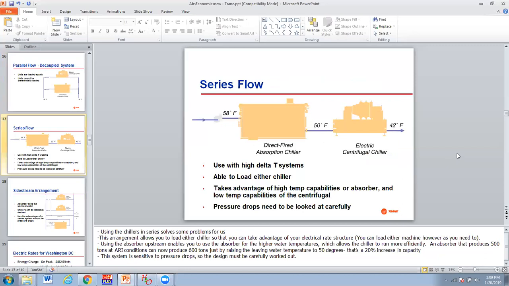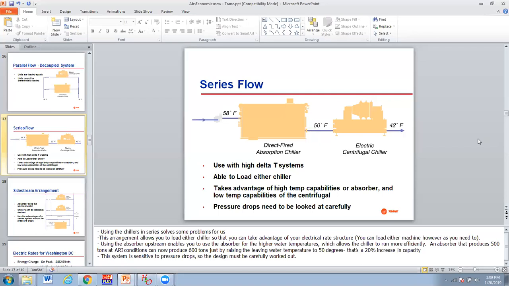Okay, so let's take a look at the series flow, which means that over here we've got return water temperature from our cooling loop coming back at 58 degrees. We're going to go into this direct fired absorption unit. Now this would be a full load scenario, so we're going to drop 8 degrees with this one, and then we're going to drop 8 more degrees with this one. And this would be the electric centrifugal chiller here versus the direct fired absorber.